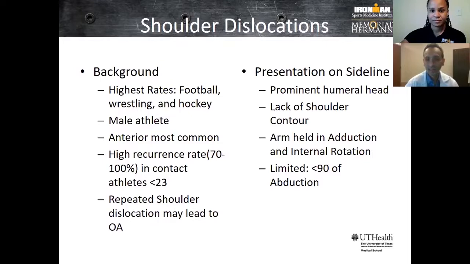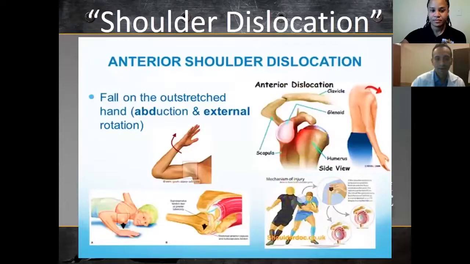The main thing is to pick it up on the sideline. Usually it'll present with a prominent head and the shoulder will be sticking out. You'll see a lack of shoulder contour, and many will hold the arm inside in an adducted position. They'll have limited range of motion and only be able to limit it to 90 degrees of forward flexion and abduction. The mechanism usually is a fall on an outstretched arm. Usually the arm is in this position and it's pushed forward, and the arm pops out in front, as you can see in the diagrams on the slide.